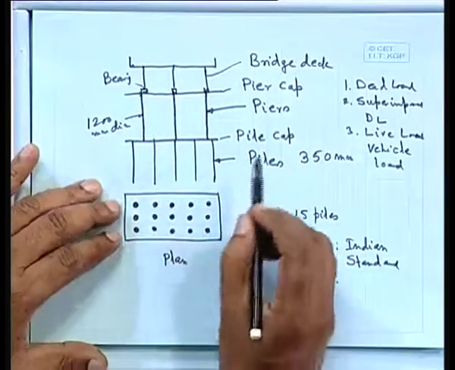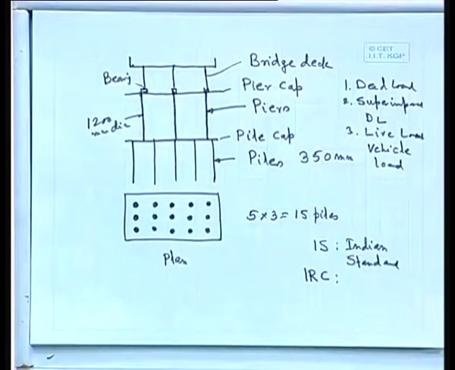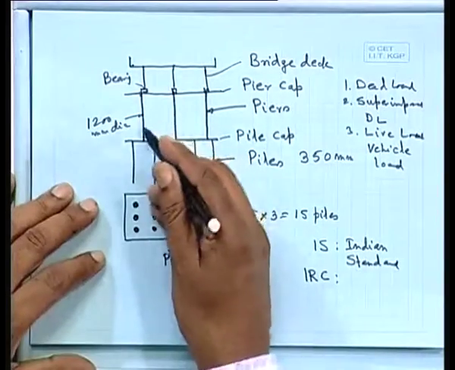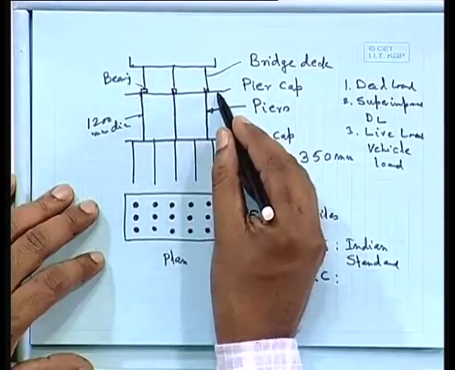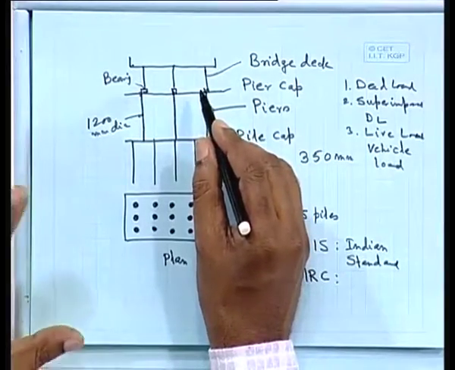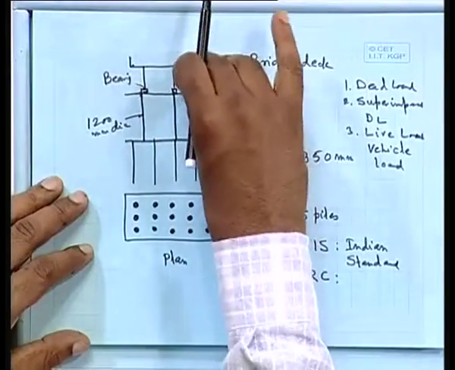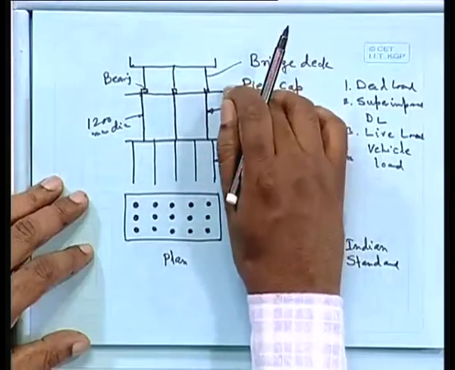Since we have different piles, over that we have one plate, over that we have piers, generally 3 piers we provide. Then over that we have the pier cap, and finally the bridge deck is coming, which is called the superstructure. So one part is called the superstructure, the other part is called the foundation. So up to the pier cap, that is your foundation.